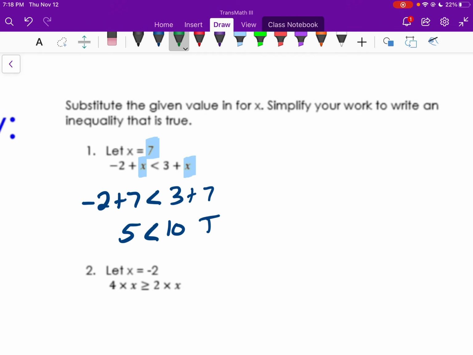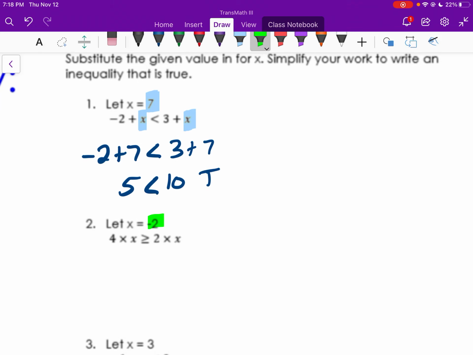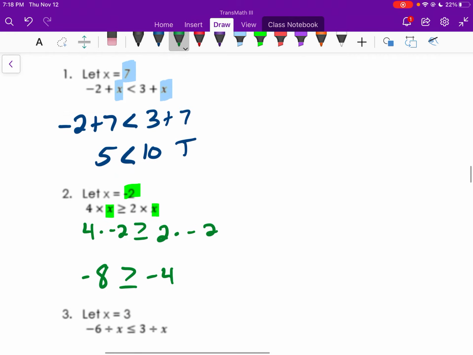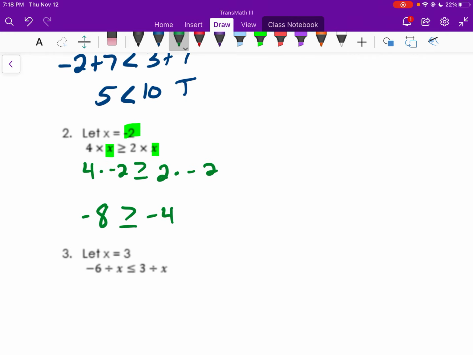All right, so number 2 there, we got negative 2 for x, so we're going to put negative 2 into there. So we got 4 times negative 2 is greater than or equal to 2 times negative 2. 4 times 2 is 8, and we got a positive times a negative, which will give us a negative value. Is greater than or equal to 2 times negative 2, which is negative 4. So now negative 8 is greater than or equal to negative 4.